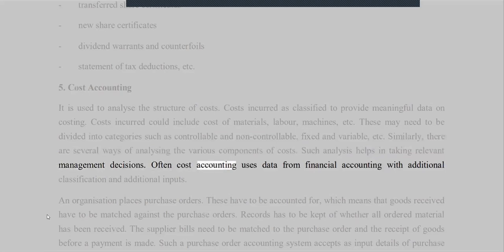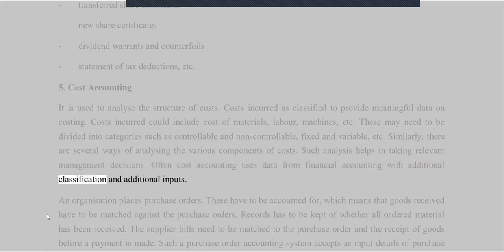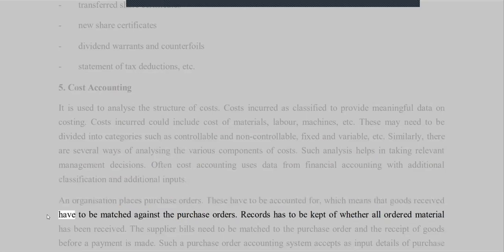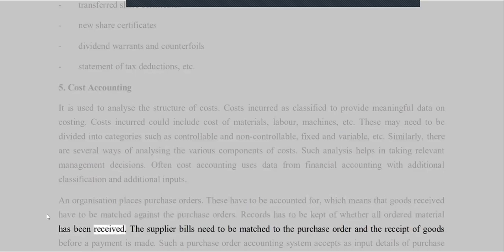Often cost accounting uses data from financial accounting with additional classification and additional inputs. An organization places purchase orders. These have to be accounted for, which means that goods received have to be matched against the purchase orders. Records have to be kept of whether all ordered material has been received.